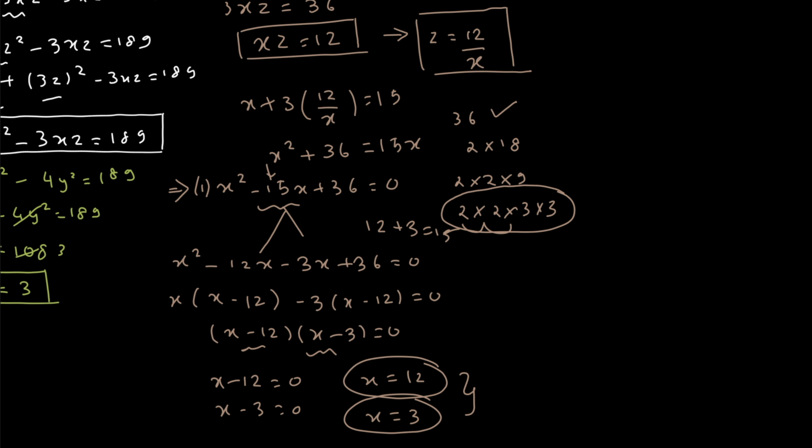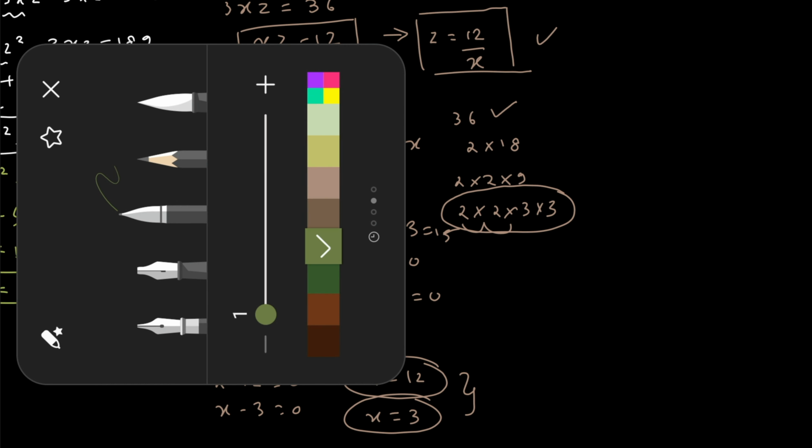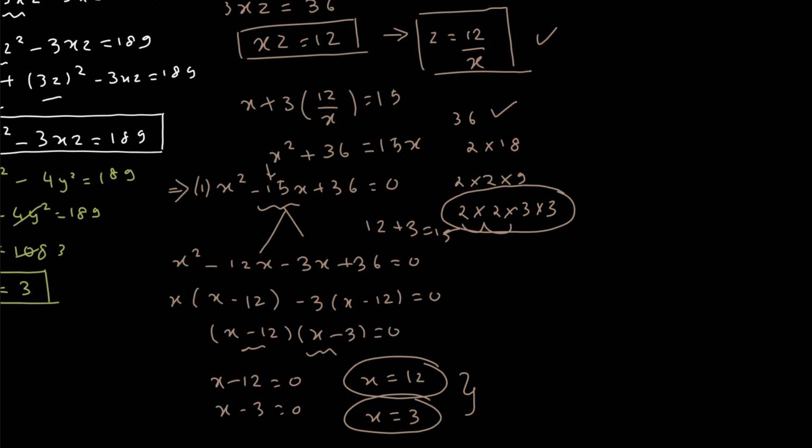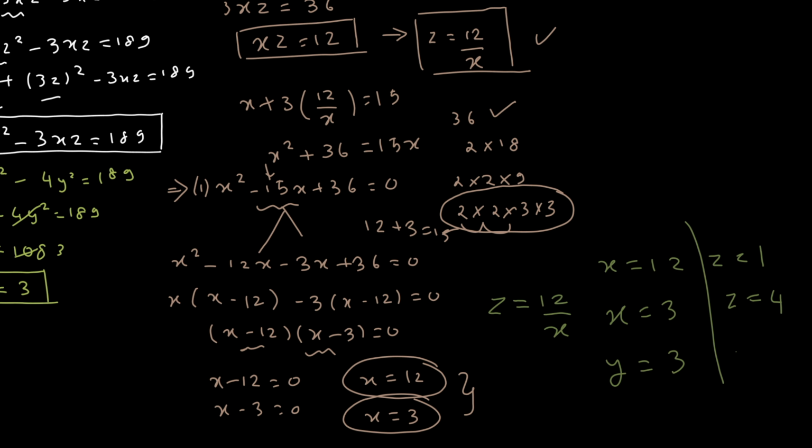Now let us put this value of x in this particular equation so as to get the value of z. So we'll change the color. The value of z is equal to 12 upon x. For x equals 12, the value of z would be equal to 1. And for x equals 3, the value of z would be equal to 4. And in both the cases, the value of y was equal to 3.